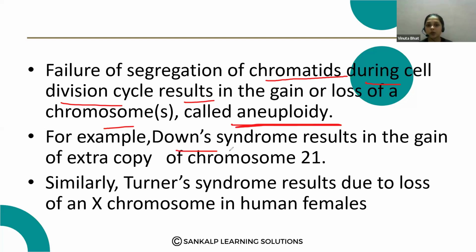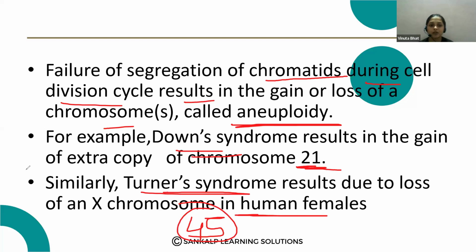Examples: Down syndrome. In Down syndrome, there is a gain of one chromosome, that is the 21st chromosome becomes trisomy. And Turner syndrome, there is a loss of the X chromosome in human females, so that results in a total number of chromosomes of 45. So these are the examples. And the second question, look, the 3 mark question.